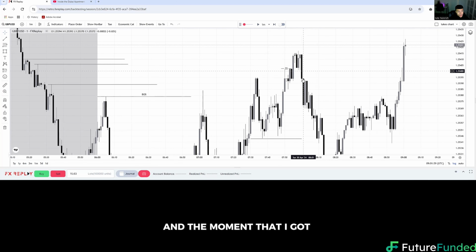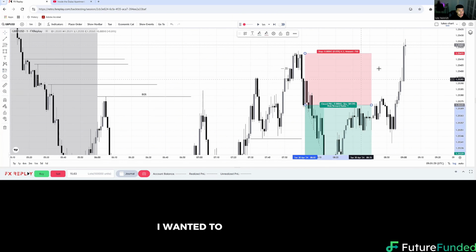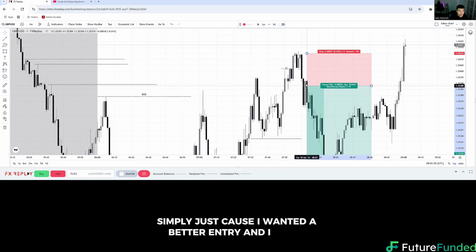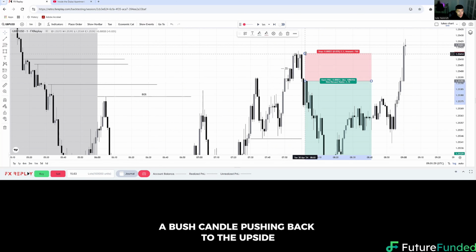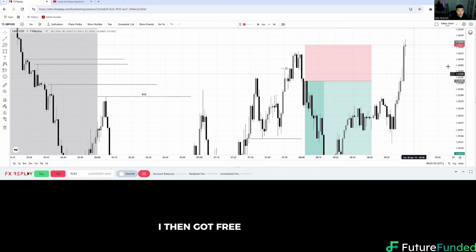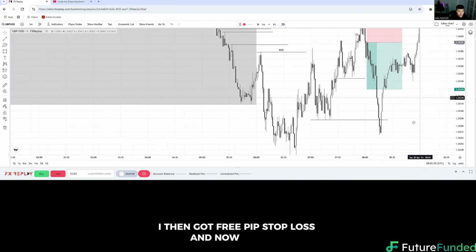And the moment that I got these two momentum candles, these large candles pushing to the downside, I didn't want to enter at the low. I wanted to see a bit more of a retracement, simply because I wanted a better entry, and I got it. All right, I got an immediate 1 minute candle, a bullish candle pushing back to the upside. I then got a 3 pip stop loss, and now I can go.